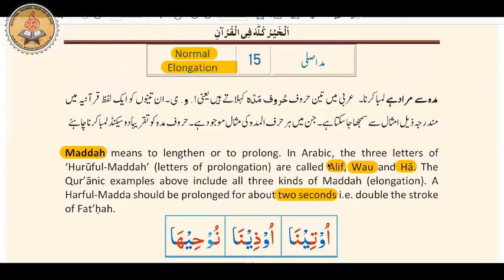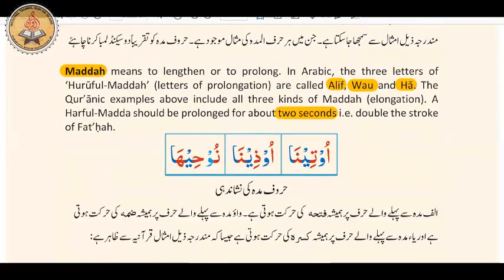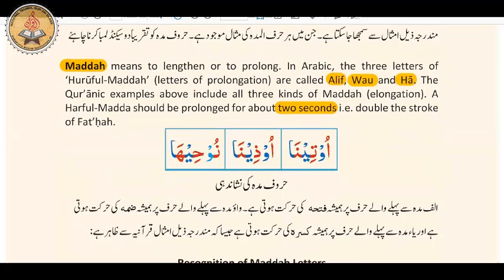Okay, and in Arabic, the three letters of haruful madda, or the letters of prolongation, are called alif, waw, and ya. Over here it says ha, but that's a typing error, so please could you change that to ya. So in your notes or in your books anywhere, change this to ya. So the three letters of prolongation are called alif, waw, and ya. And you went through a couple of Quranic examples yesterday, and you learned that these haruful madda should be prolonged for about 2 seconds.